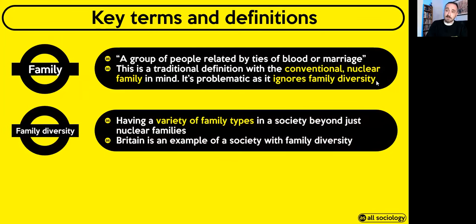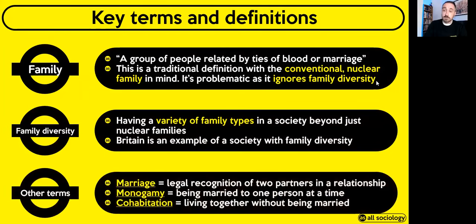What we have in sociology is what we call family diversity, and this just means having a variety of different types of families in society, not just a nuclear family. And Britain is a really good example of a society with varieties of different family types. We'll start having a look at these family types in a minute, but before we go any further, it's quite important to know some of the key terms around the processes that can lead to different family types.